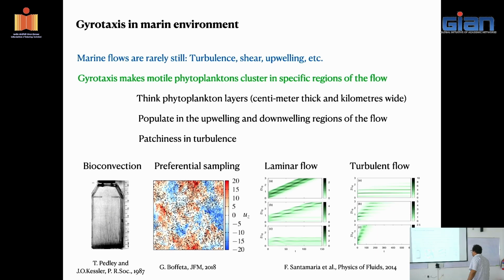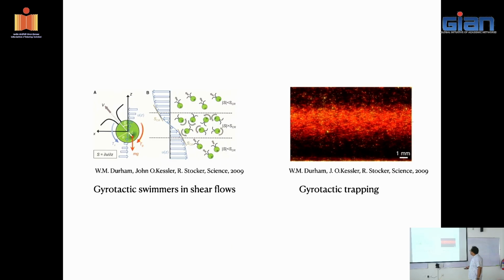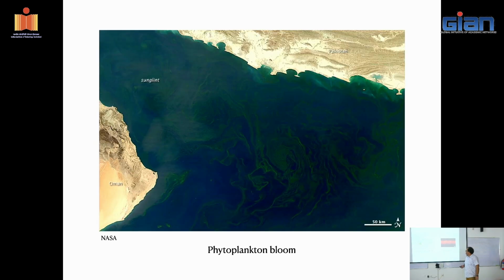Okay, and of course turbulence comes with patchiness, so this all becomes interesting. People have observed bioconvection, and preferential sampling of the flow by these. Those are some examples that people have studied, like the dynamics of these gyrotactic swimmers or phytoplanktons in shear flows, and how they can get trapped. Fine. Now I don't know if this picture is clear to you, but if you see these green patches, so it's Oman, it's Pakistan, somewhere here India, and you see the scale on which these patches are forming.